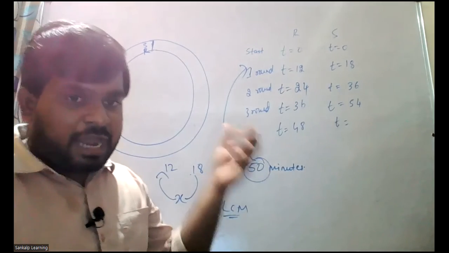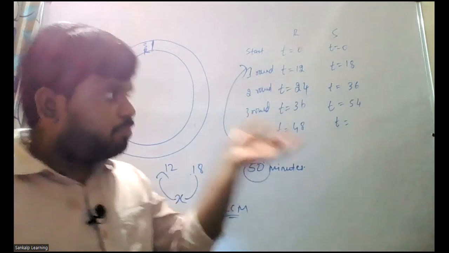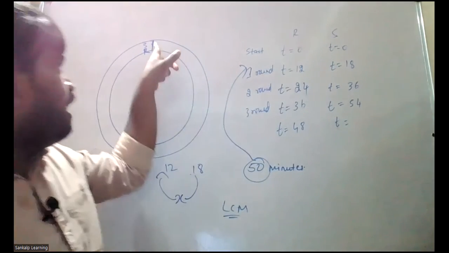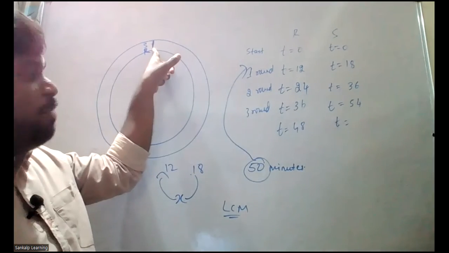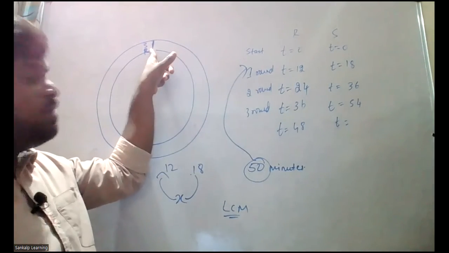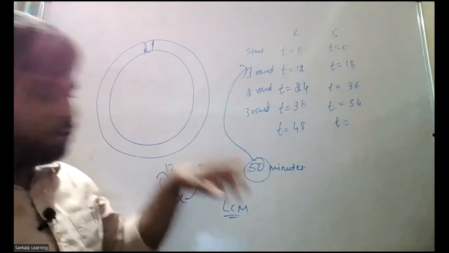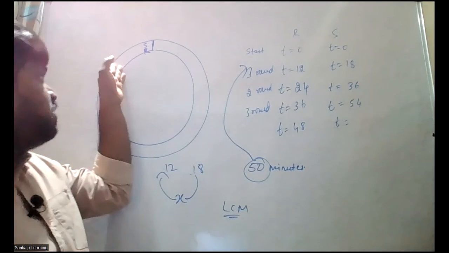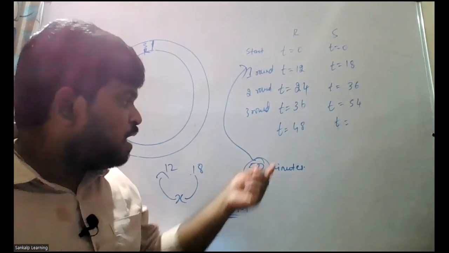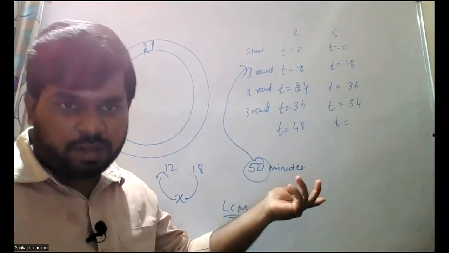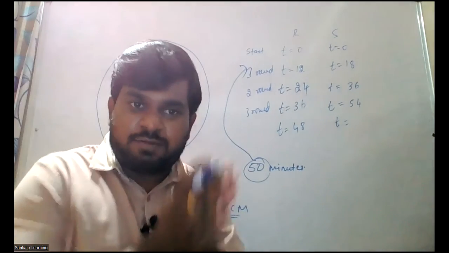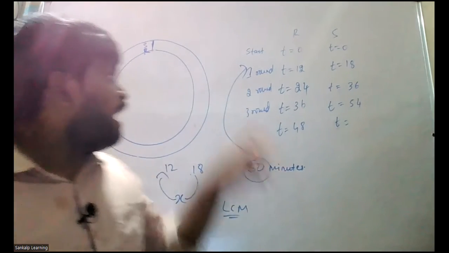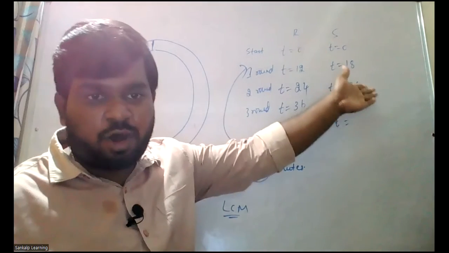I repeat, if there is any confusion, just focus. I'll be able to meet the starting point only if it is a multiple of 12. At 12 minutes, I'll be at the starting point. 24 minutes, again at the starting point. 36 minutes, 48 minutes. At the 50th minute, will I be at the starting point? No, I would have crossed it. I'll be somewhere here, isn't it? So this 50 is not divisible by 12. Those numbers which are divisible by 12, for example, the 60th minute or 72nd minute, I'll be at the starting point. The same thing applies for Sonia.